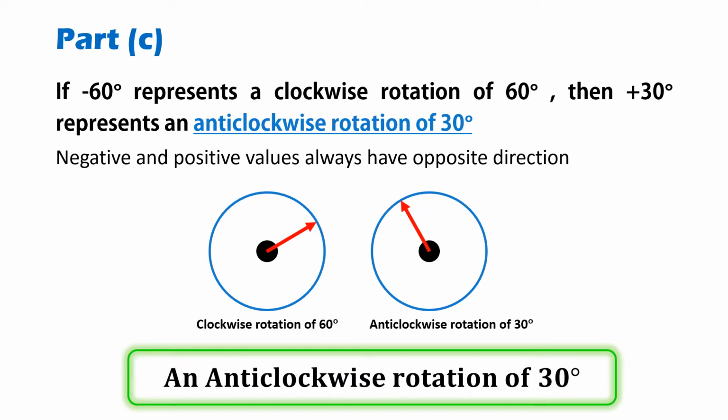Part C. Negative and positive values always have opposite direction. Therefore, if minus 60 degrees represents a clockwise rotation of 60 degrees, then plus 30 degrees represents an anti-clockwise rotation of 30 degrees.